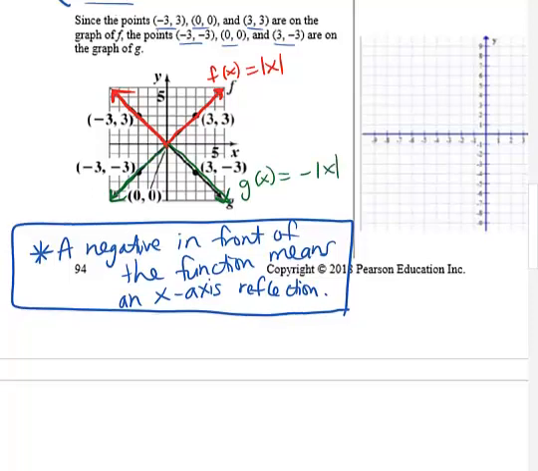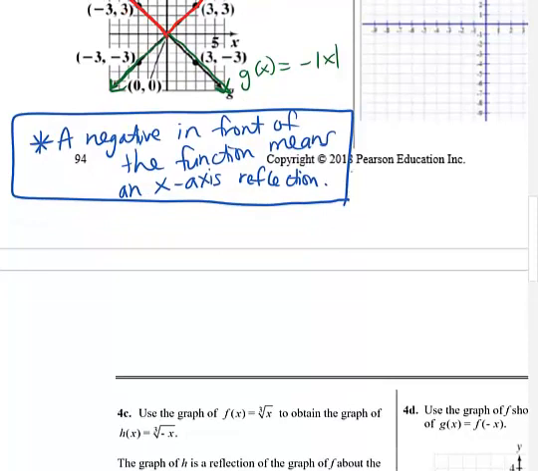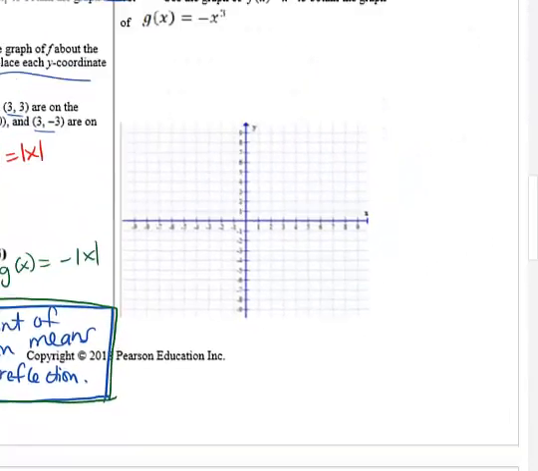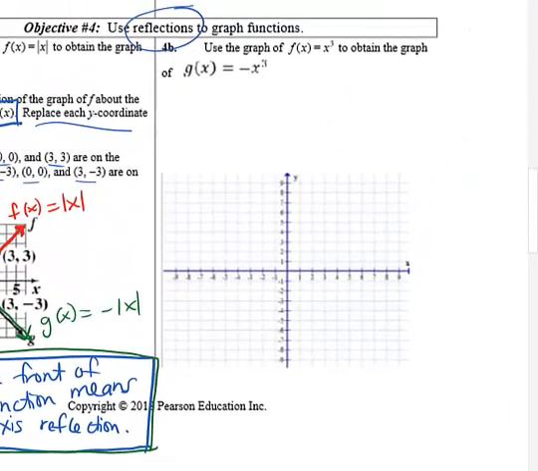Yeah, so that's just yet another thing to memorize. If you take one of our basic functions that we drew at the very top of this section and you put a negative in front of it, all you have to do is take the original graph and reflect it across the x-axis, and that'll be the new graph. So how about we practice that with this part 4b. Use the graph of f of x equals x cubed.